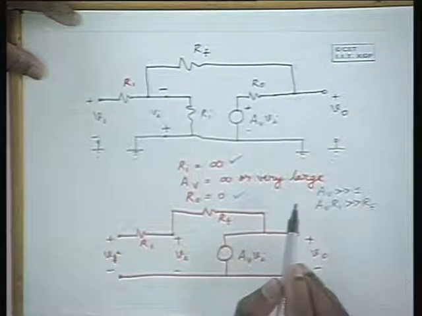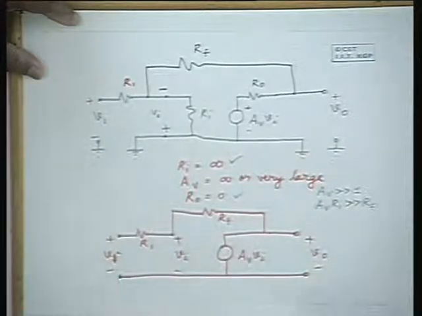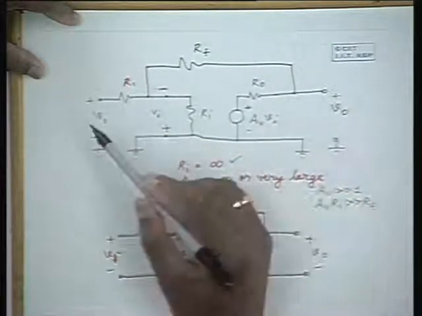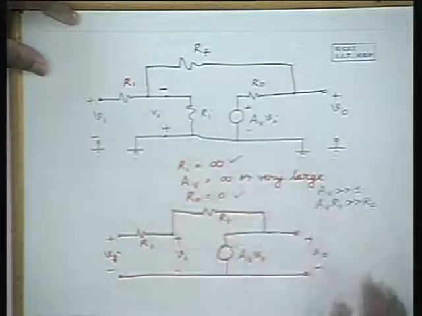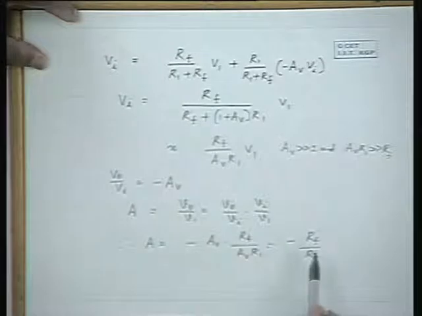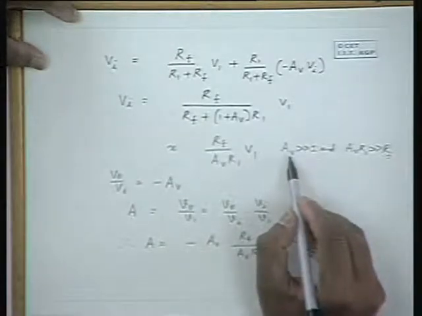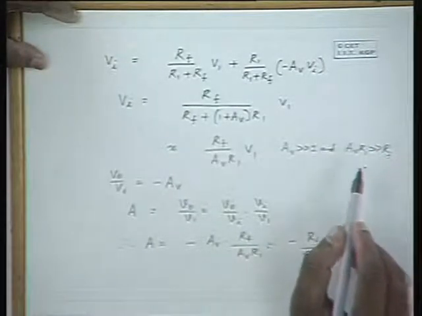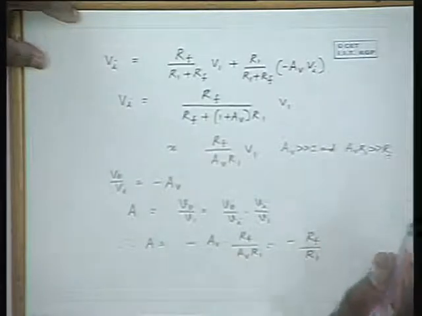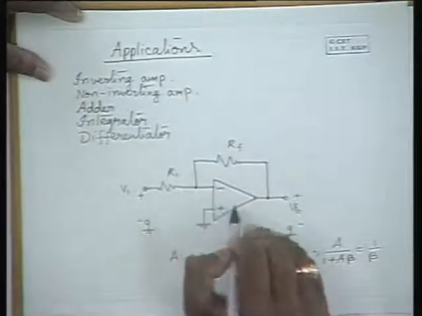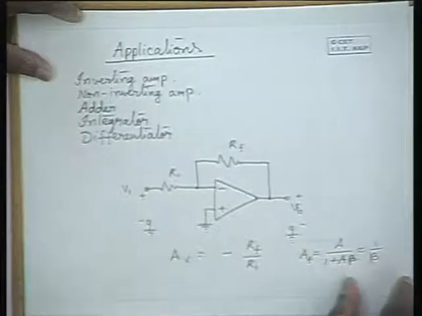So, if you want an accurate expression, it can be analyzed by solving this network for V0 by V1, and you can get an accurate expression for the voltage gain. But by and large, this approximation for voltage gain is valid because AV is of the order of a few tens of thousands, AVR1 is also much greater than RF, and Ri is of the order of megaohms. So, that means this approximation is valid when R1 and RF are much smaller than Ri, and the other approximations which I have mentioned.